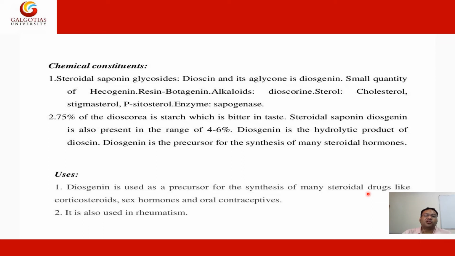Diosgenin is the precursor for the synthesis of many steroidal hormones. So the active constituent is basically dioscin, with aglycone diosgenin. Uses: diosgenin is used as a precursor for the synthesis of many steroidal drugs like corticosteroids, sex hormones, and oral contraceptives. It is also used in rheumatism.